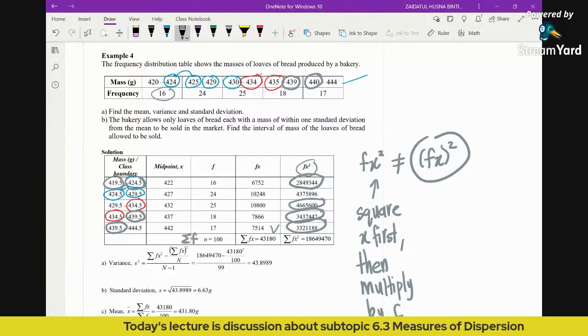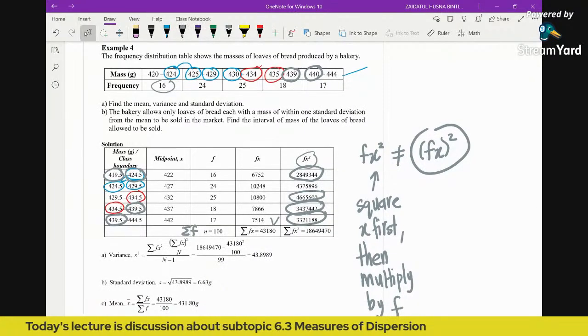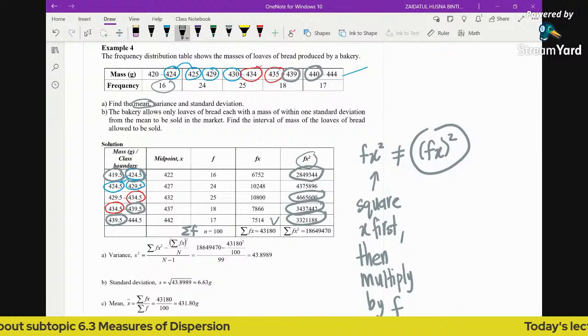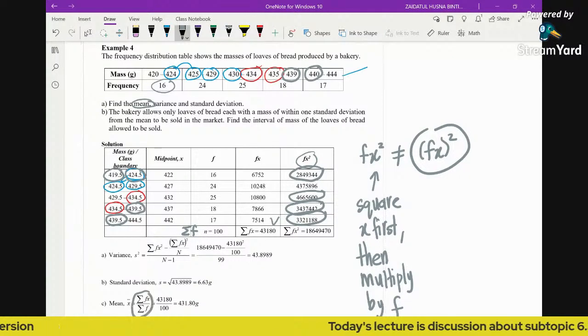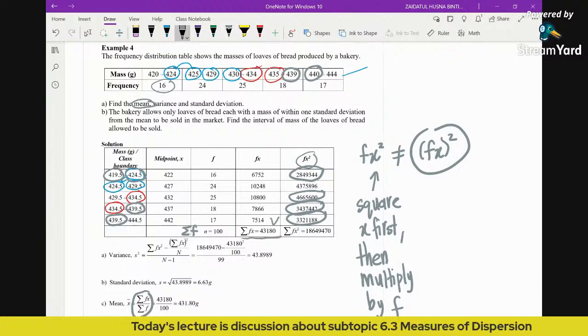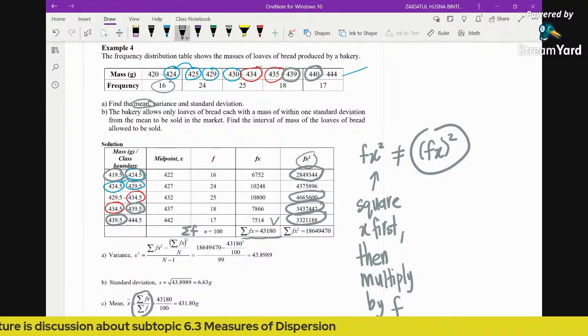So now what do we do? We need to find the mean. The first question asks us to find the mean. So the mean here is the sum of fx divided by the sum of f. So we just transfer the sum of fx value down, and the sum of f is 100, so we just divide. We will get 431.8.